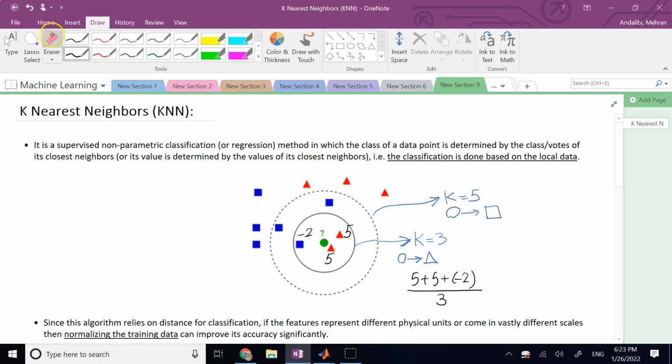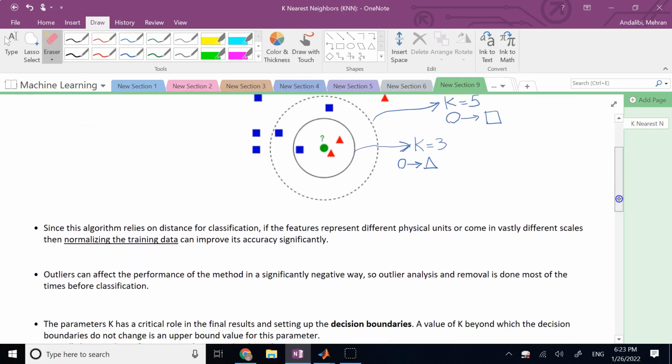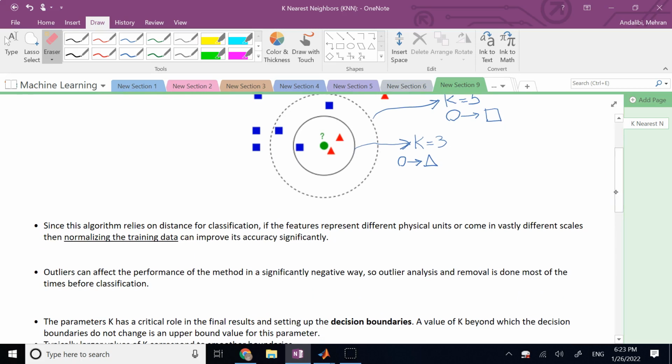So I can do classification or regression. Here we mostly talk about classification, but again, as long as you have values for this point, you can also do regression. And it's all local data that has the final say. Now, some important things about this very intuitive, simple, and yet effective method: one, since it relies on the distance.